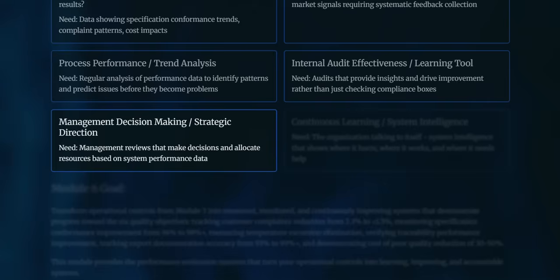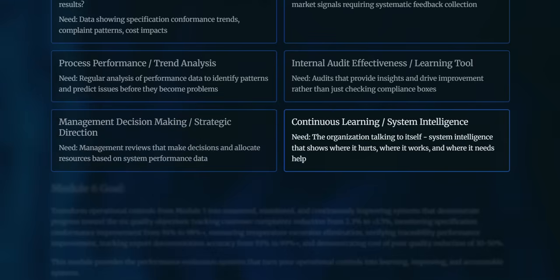Fifthly, we have management decision making for strategic direction. What we need to measure the effectiveness of that is the type of management review that makes decisions and allocates resources based on system performance data. Then we have continuous learning for market intelligence. What we need here is an organization designed to talk to itself through system intelligence that shows where it hurts, where it works, and where it needs help.